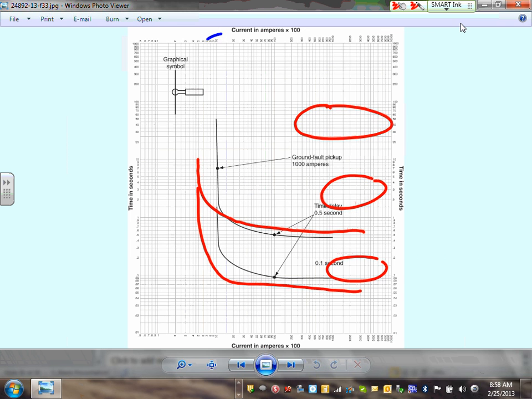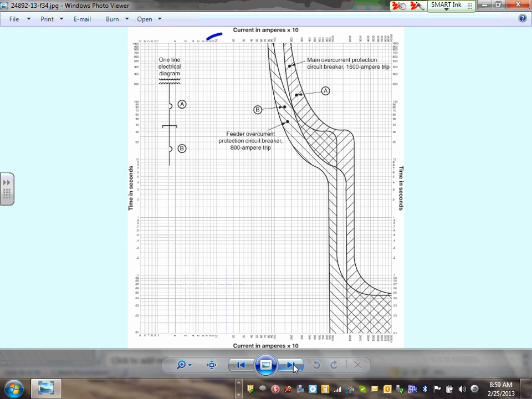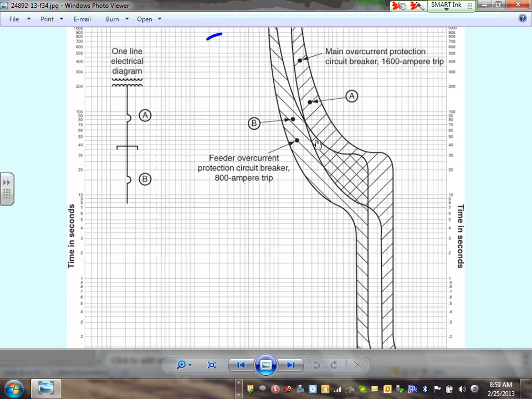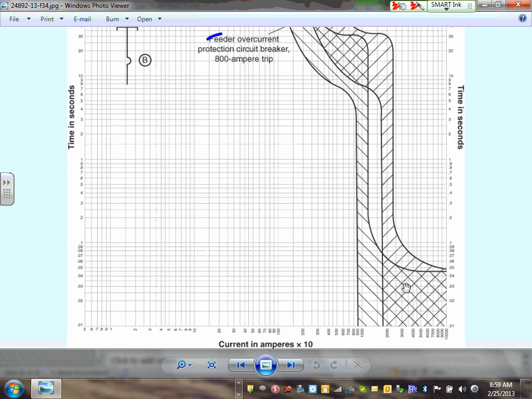So here's my ground fault. Here's coordination. All this will lead you guys to a very interesting topic, overcurrent protection coordination with selectivity. I have two circuit breakers. Jeff, I have a main A and a B. And look, guys, can you see how they both overlap? Do we have selectivity here? Can you see that this area here is overlapped?